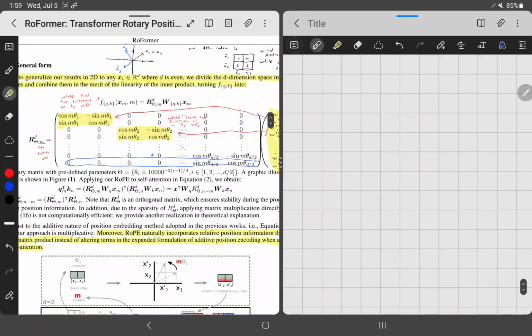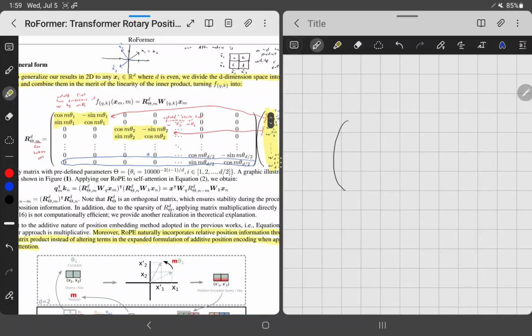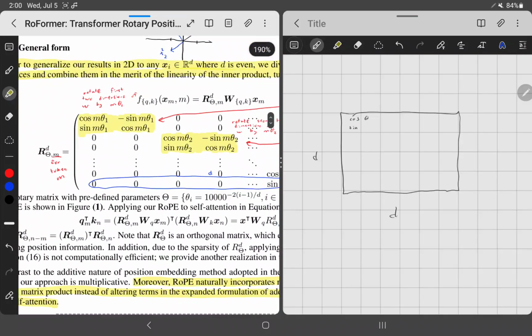So this matrix here is a d by d matrix. And you can see in this first quadrant, there's the cosine and sine theta, and the negative sine theta and the cosine theta. And then you can see there's a bunch of zeros.